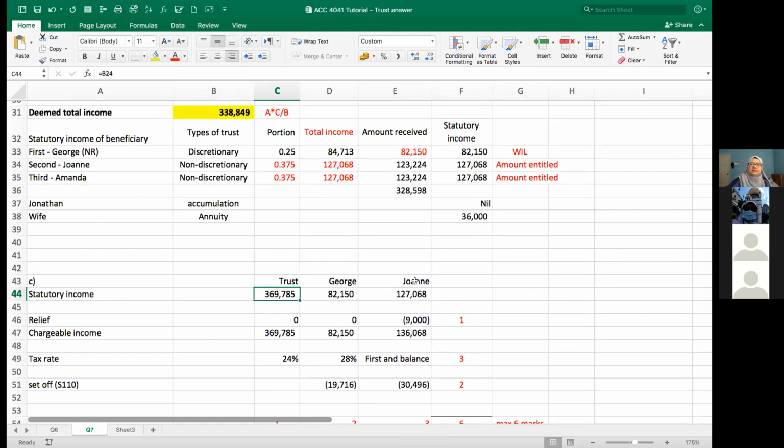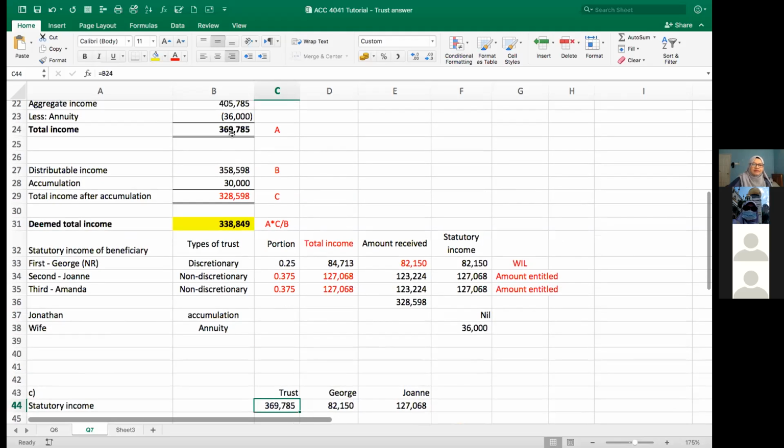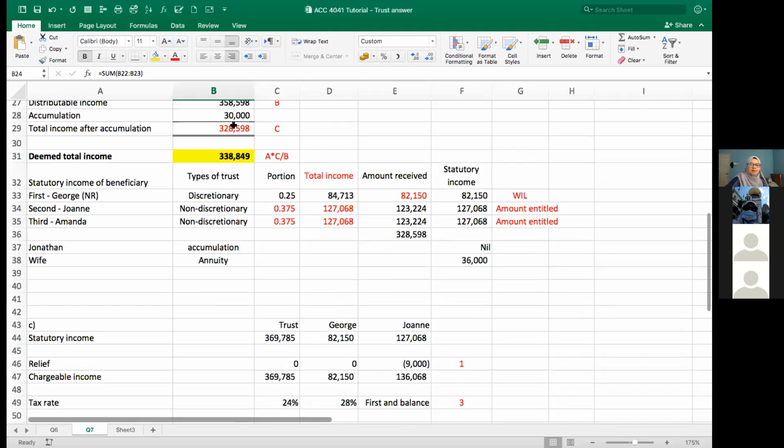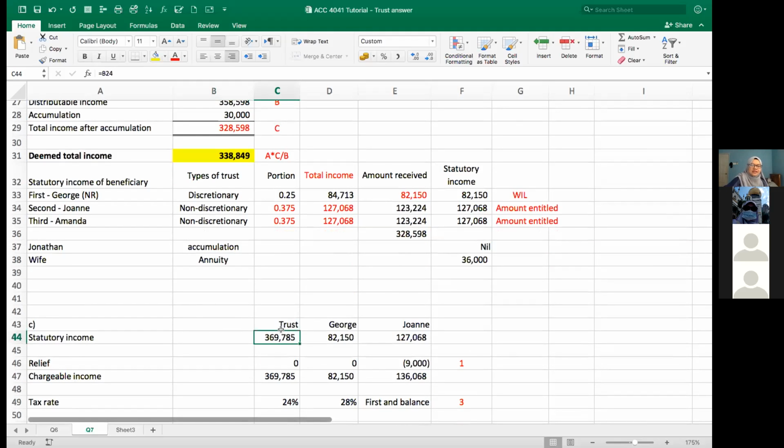So because this is the final question, the income of the trust is 369785. You must get it from here, not the deemed income. It has to be the total income of the trust. So this one 369785. Statutory income of George, how much is George, we decided earlier? 82150. And Joanne is 127068.